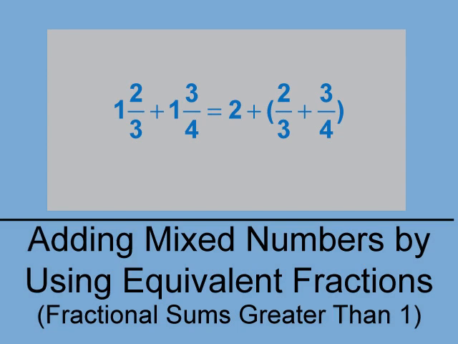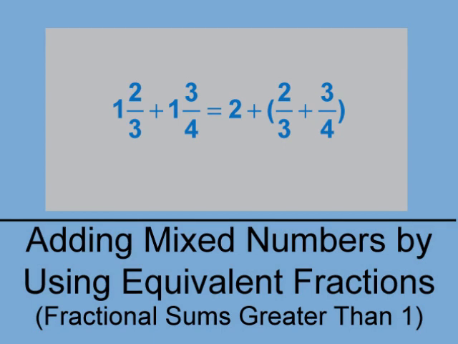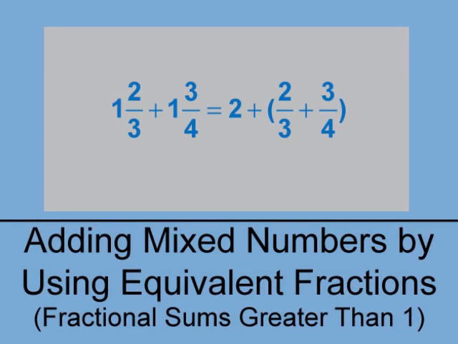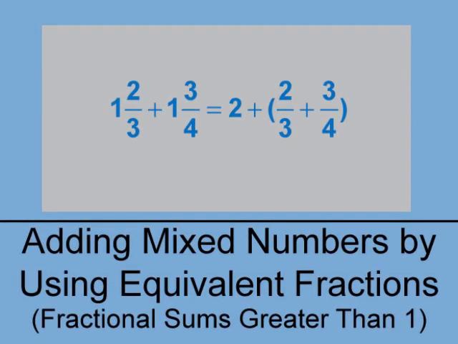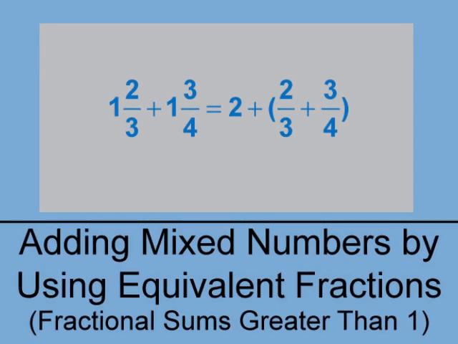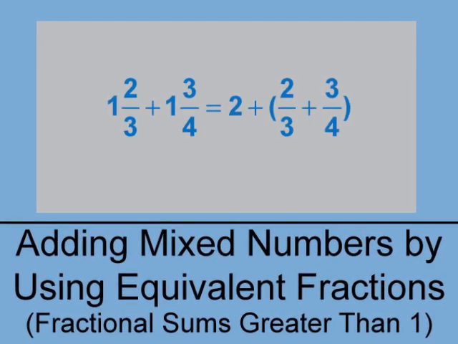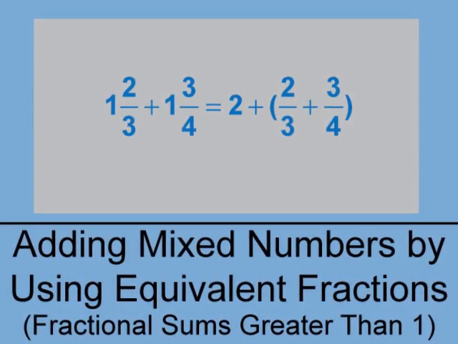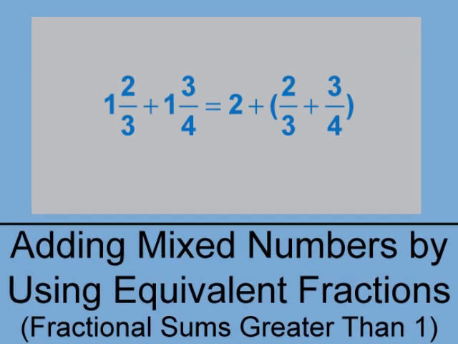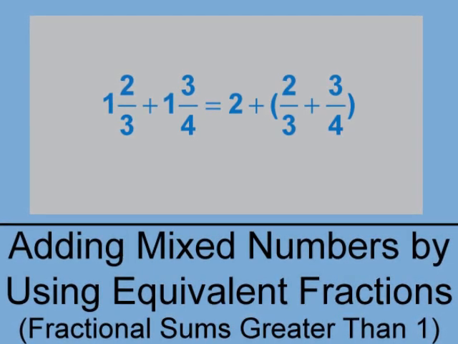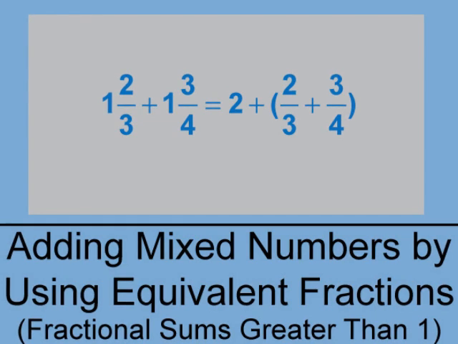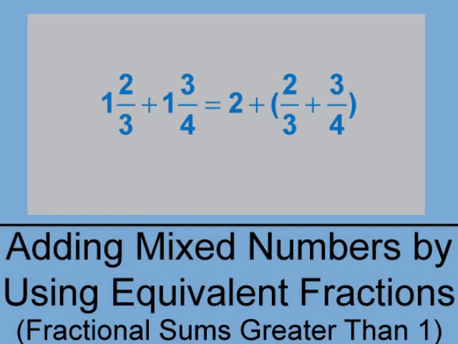An effective technique for adding mixed numbers with unlike denominators is to generate equivalent fractions in order to find a common denominator. In this video, we will use this technique to add two mixed numbers with unlike denominators. In each case, the fraction sums are greater than 1, and the solution is written as a mixed number in simplest form. Let's start with an example.